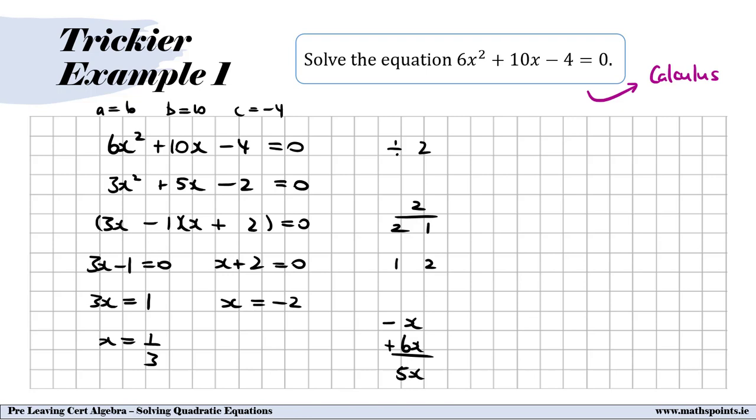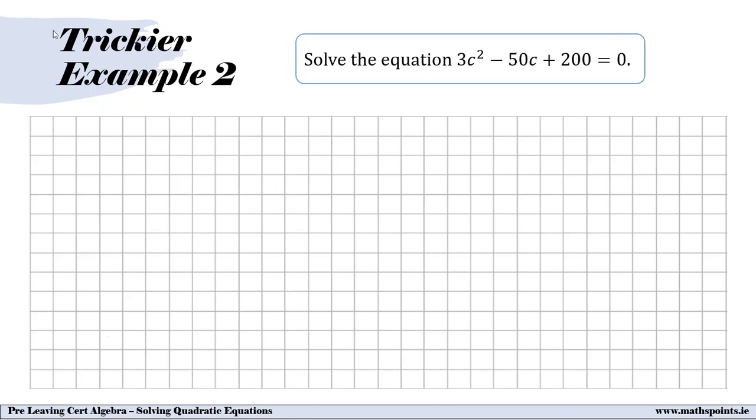If we had done the minus b formula originally with a equals 6, b equals 10, and c equals minus 4, we would have got 1/3 and minus 2 as our two solutions also. So if you can factorize, you jump into that method, and if you're struggling with the factorization, then we can fall back on the minus b formula. So example 2, we're given a quadratic 3c squared minus 50c plus 200 equals 0.